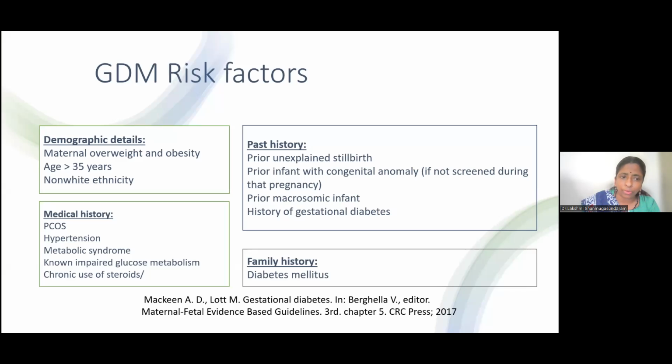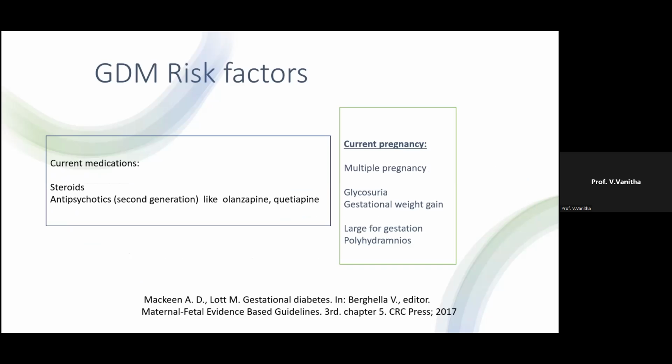So we looked at demographic data of obesity, age over 35, non-white ethnicity, the presence of medical conditions like polycystic ovaries, hypertension, metabolic syndrome, current use of steroids, also the past history with congenital anomalies wherein they were not screened for diabetes in that pregnancy, the presence of unexplained stillbirth, past large baby, past gestational diabetes, family history of diabetes, and importantly, in the current pregnancy, when there is a multiple pregnancy, there is persistent glycosuria, where there is significant gestational weight gain, or there's a large baby or polyhydramnios, these become the trigger when we think more of gestational diabetes.